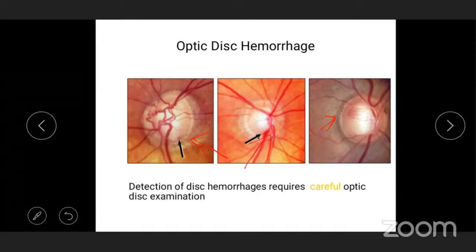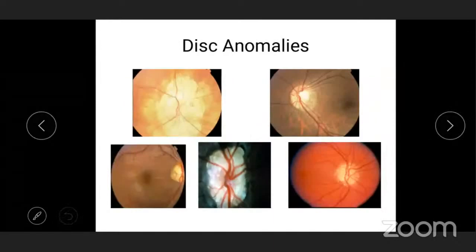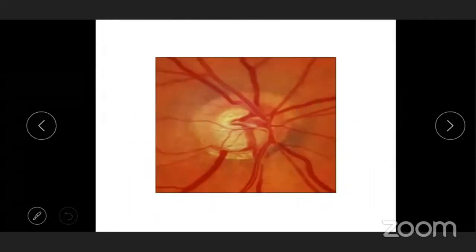I don't have to tell you the answer. It is again inferior. It is inferotemporal. So please remember this. And if you remember all that, then the last 2 slides of my presentation become easier. The disc anomalies become easier. If you remember the sequence I asked you, I'll just come back to this. I asked you to look at the sequence. Start with the disc margin and the size, and keep that in mind.